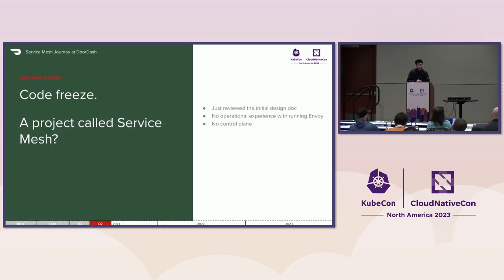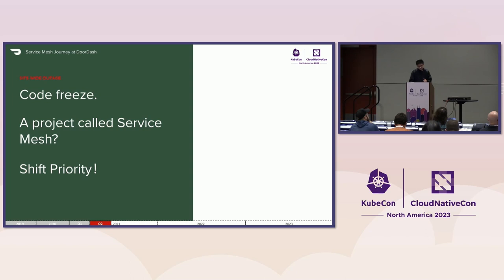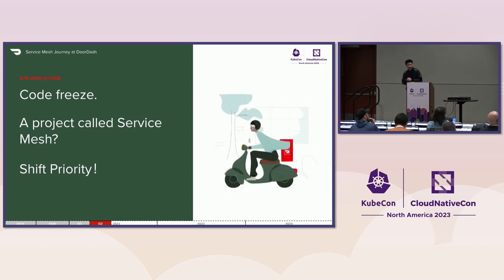And that's also the point when folks started asking, what's the status of service mesh, which has the potential to implement these reliability features in a language-agnostic way? So where did we stand with the project? We basically had nothing. We had just started the initial design, reviewed it, and started the implementation. We didn't have any operational experience with running Envoy in production, and there was basically no control plane at that time. So this outage made us realize the urgency of shipping the project sooner.